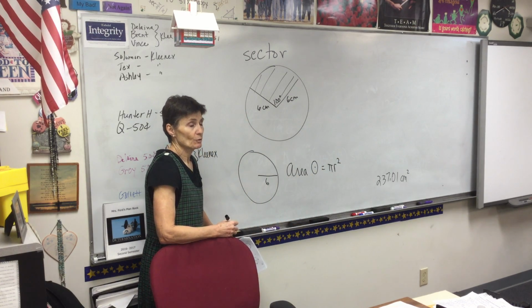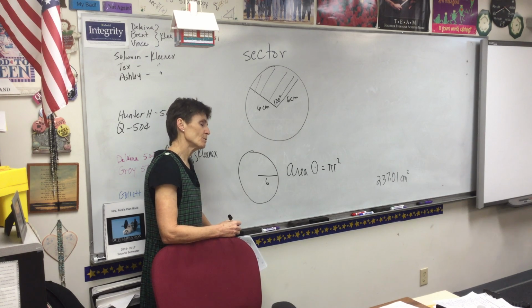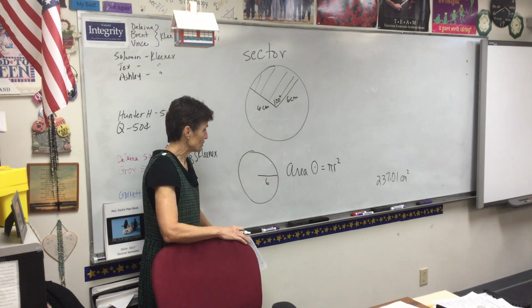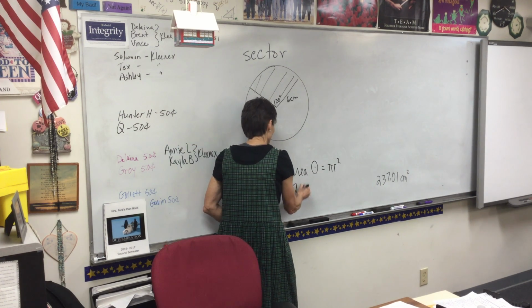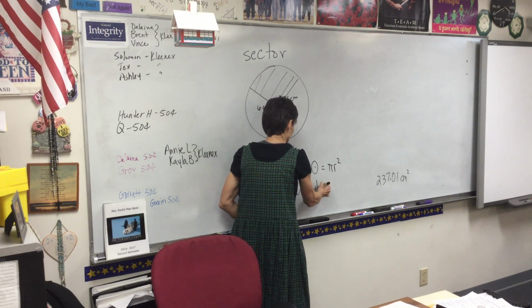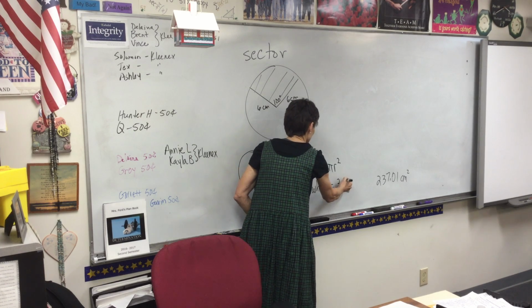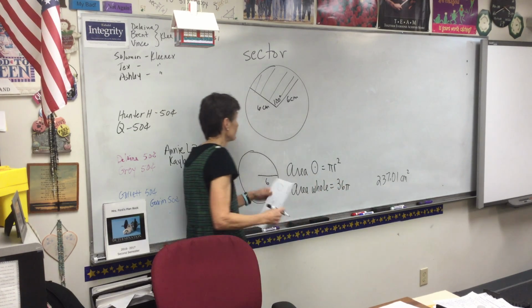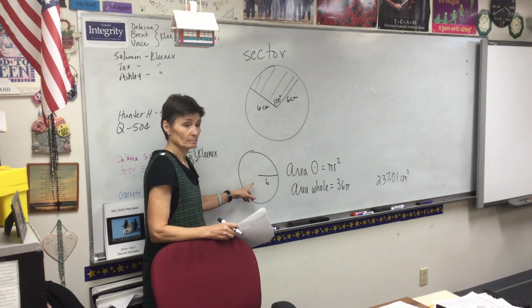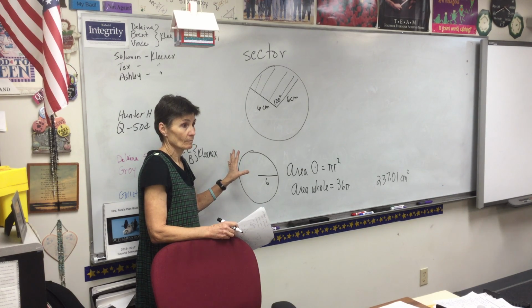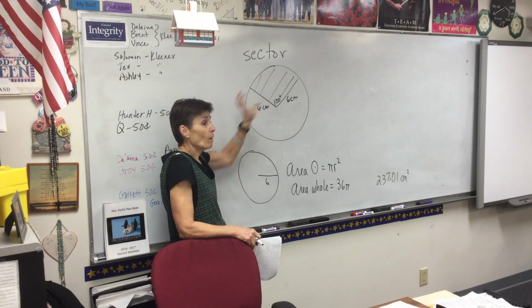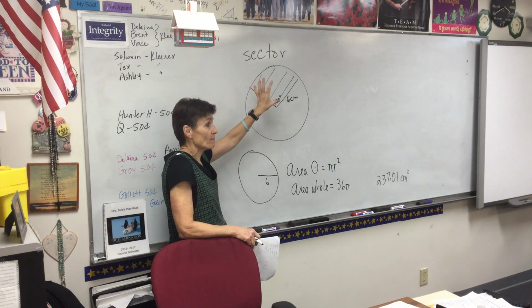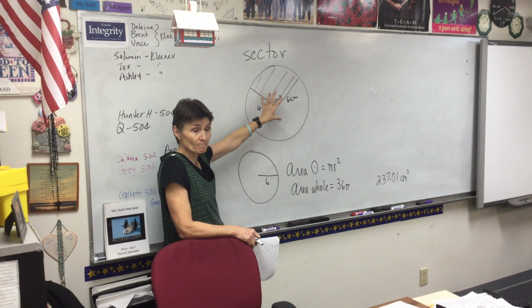You can add that to your note card if you want. I would hope you know that, but add it to your note card if you need to. So the area of this whole circle is 36 pi. Would you agree with me? Right? Now, I don't want the whole circle though. I just want this piece of it.